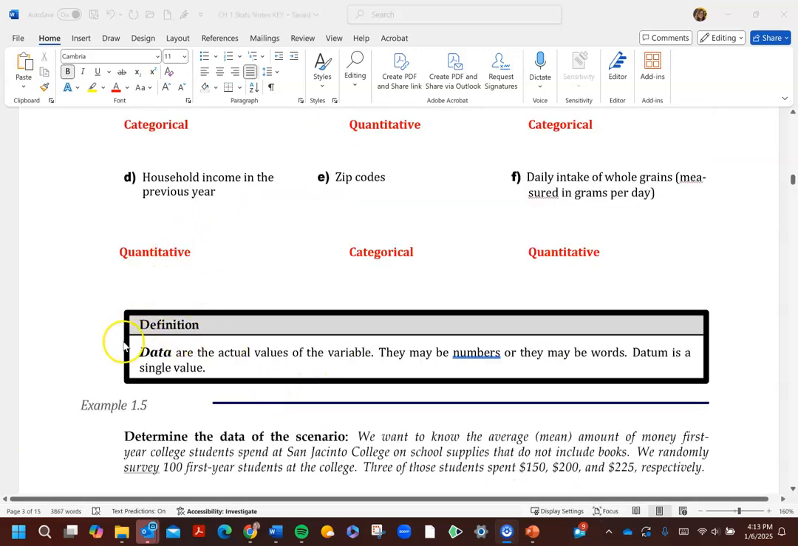Okay, so moving along, we're almost done here. Data, another definition, are just the actual values of the variable. They could be numbers or words. Datum is the single value. So here's that problem again, very similar to the one we did earlier. Really it's basically the same problem, but we want to add in if you think it's quantitative or categorical, the type of data that you're getting. And then you can list out the other parts as well, the key terms as well.